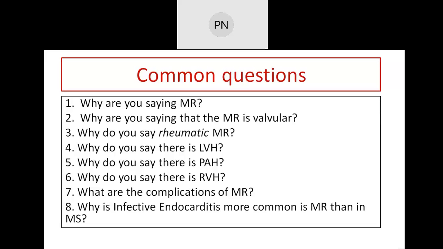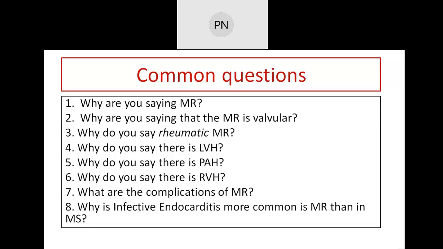Why do you say there is left ventricular hypertrophy? Who will answer this? What are the features of left ventricular hypertrophy in this patient? No, you cannot use the word cardiomegaly in the bedside. Forceful apex shifted downward. Very good. Forceful apex shifted down and out. Out and down. That is the feature of left ventricular hypertrophy.